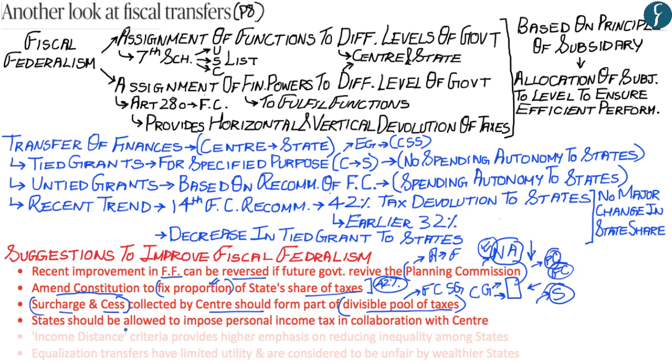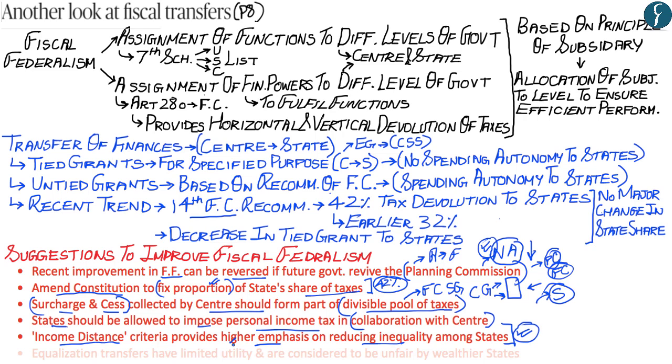The fourth suggestion given by C. Rangarajan sir is that states should be allowed to impose personal income tax in collaboration with the central government, whereby currently it is the power of the central government to impose personal income tax. Now, the fifth suggestion given by the author is that the income distance criteria, which has been used by the 14th Finance Commission, provides a higher emphasis on reducing inequality among states, and therefore the author has shown agreement with this provision of the 14th Finance Commission to provide the highest emphasis on the income distance.